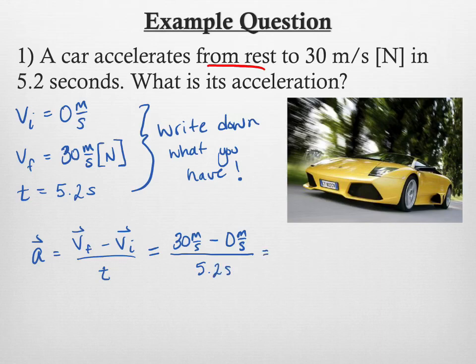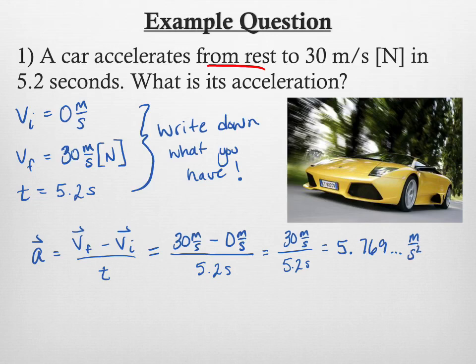Okay, so what do we need to do? We need to do the subtraction first, which in this case is super duper easy, right? 30 minus 0 is just 30. And then we can do dividing by the 5.2. So you're going to want to work out that whole numerator first, okay? And when we do 30 divided by 5.2, we get 5.769, so on and so forth. And our units there are meters per second squared.